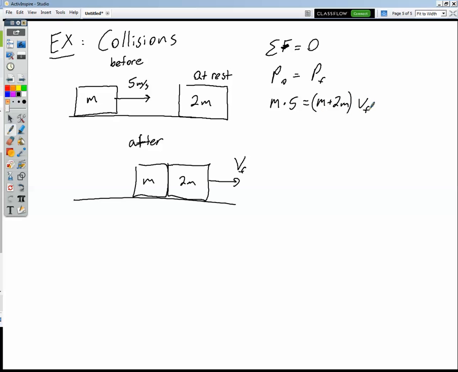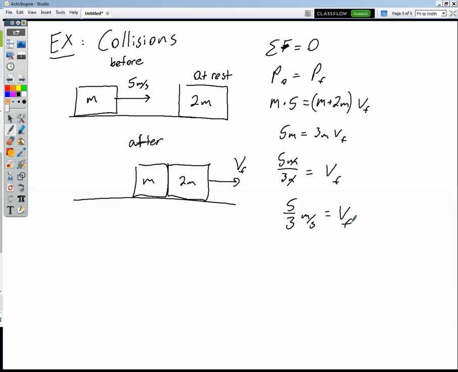So solving for v final here, we have 5m is equal to 3m times v final. So 5m over 3m is equal to the final velocity of the system. The m's do cancel out here, and we get 5/3 meters per second is equal to v final. Does it make sense? Well, yeah, we know that m is going to slow down. We know that 2m is going to speed up, so it should be less than 5 and greater than 0 in this case.